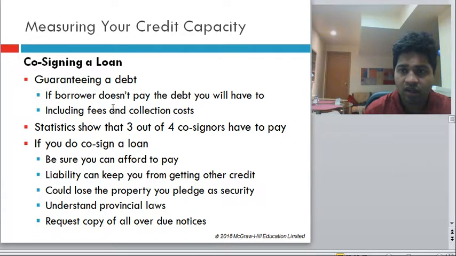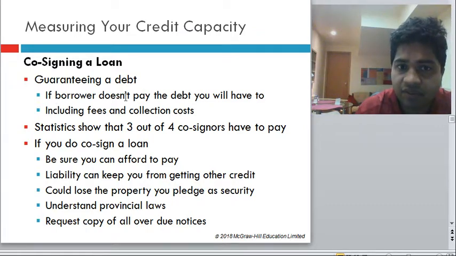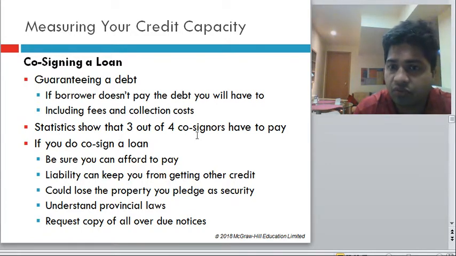Second thing, whatever loans you co-sign, they are reflected on your credit report, on your credit history. So your credit rating may go down because of co-signing of loans. So you have to be careful. Guaranteeing a debt, if a borrower doesn't pay the debt, you will have to pay, including fees and collection costs. Statistics show that 3 out of 4 co-signers generally have to pay. If you do co-sign, be sure you can afford to pay.